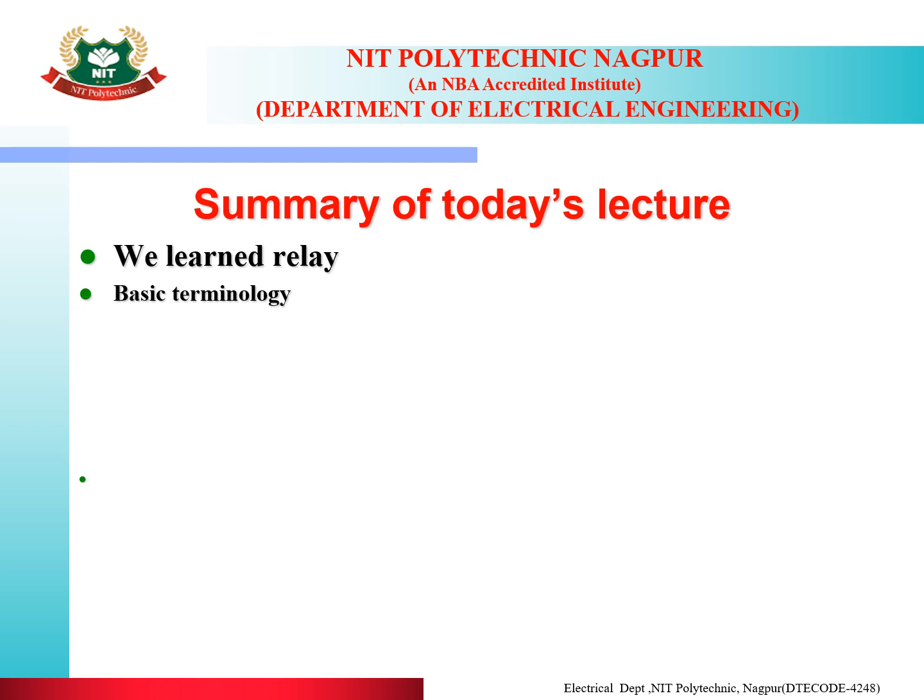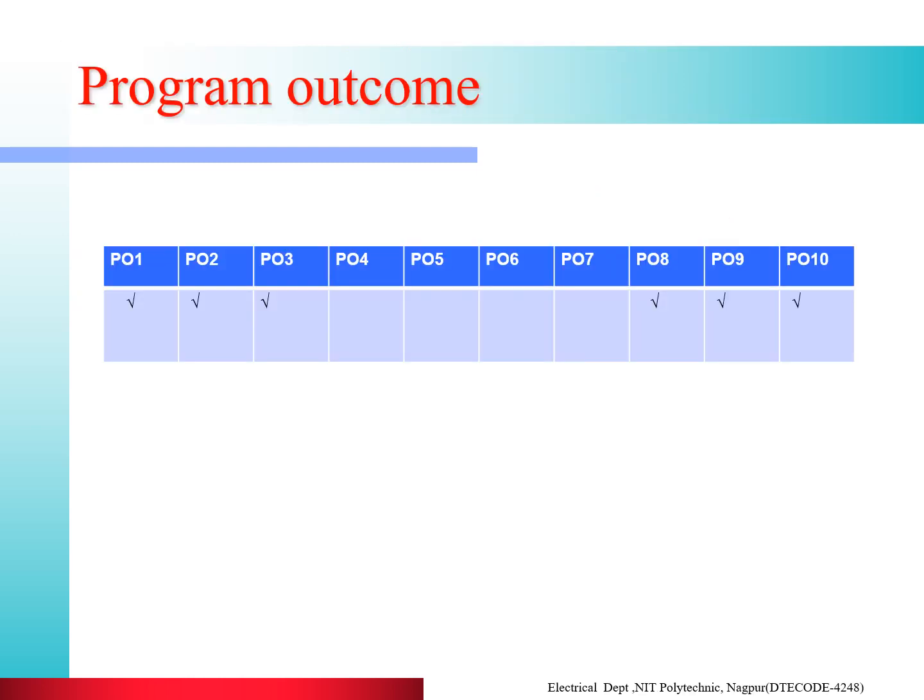In summary of today's video lecture, we learned the basic relay terminology, including reach of the relay, overshoot time, pickup time, and breaker time. This terminology is very useful for power system engineers. The program outcomes of this topic are mapped to PO1, PO2, PO3, PO8, PO9 and PO10 from this lecture.